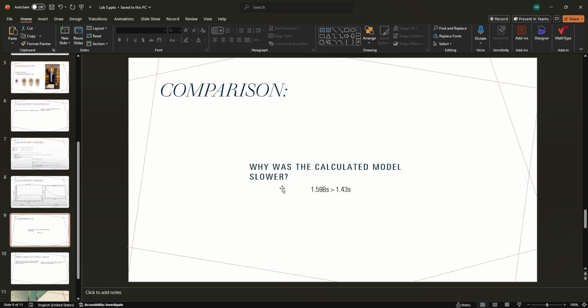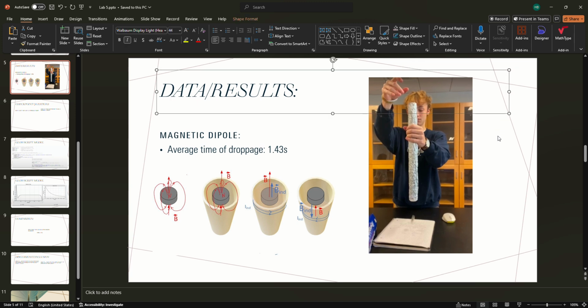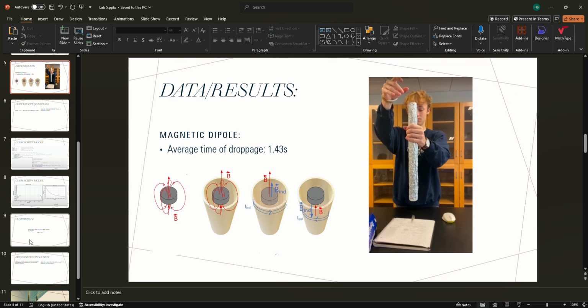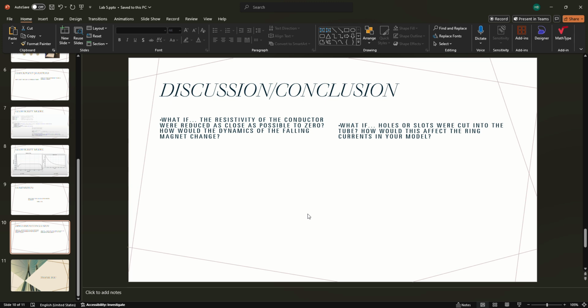If you compare and think about it for a little bit, why was the calculated model slower, right? Well, we can make a couple of assumptions based off the error of the actual model. First of all, the magnet in this demonstration very well could have been broken or not nearly as powerful as we assumed it to be using our magnetic tracking. So if that's the case, how are we to accurately describe its falling speed? That's probably why the experiment was a little quicker, because the magnet might have been old, dulled, or worn down, right? The discussion questions are as such.